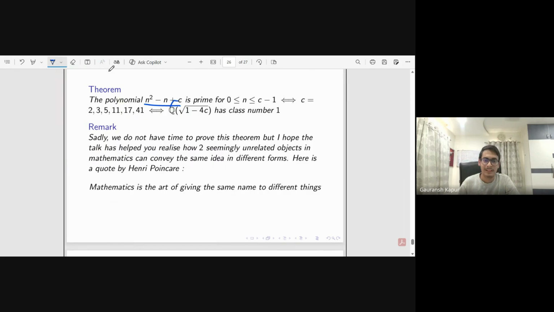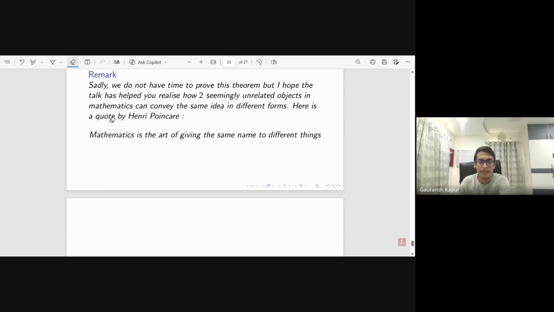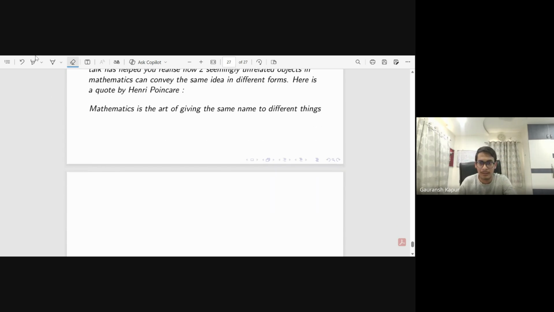And finally, I'd like to end my talk with the following quote by Poincaré, which says that mathematics is the art of giving the same name to different things. So we studied one thing, quadratic forms, and another thing, extensions of Q, and realized that these two actually give us the same information. And that's all. Thank you.